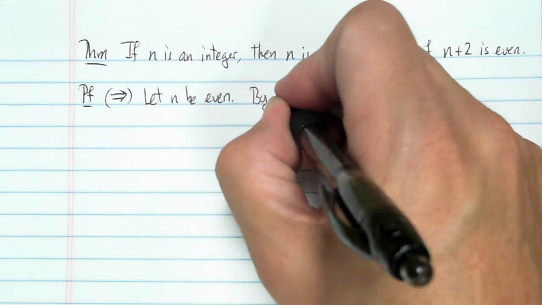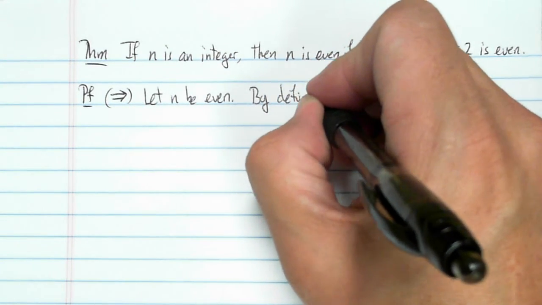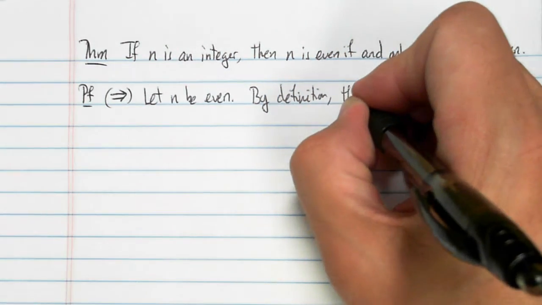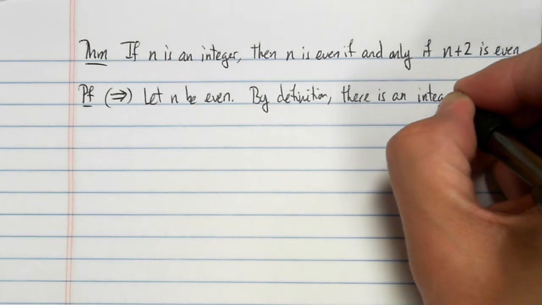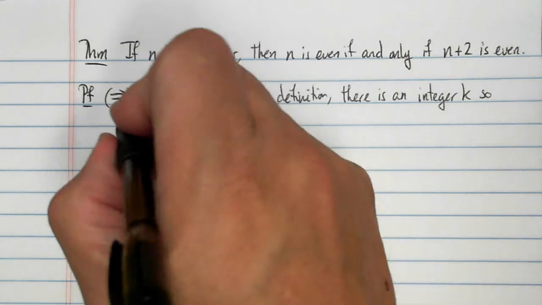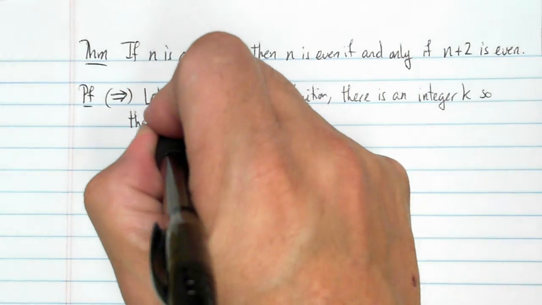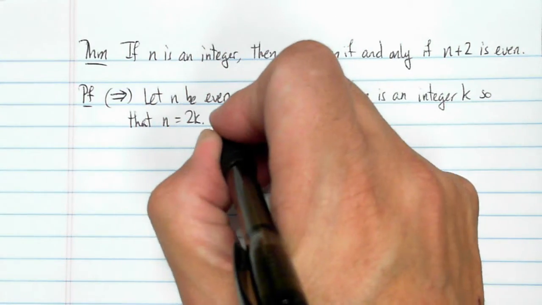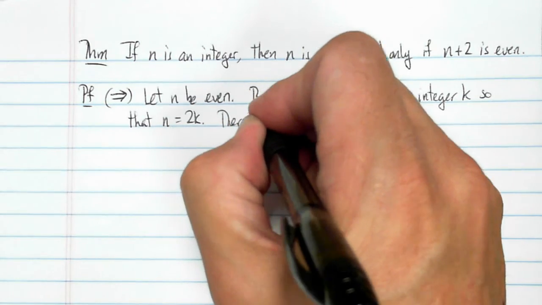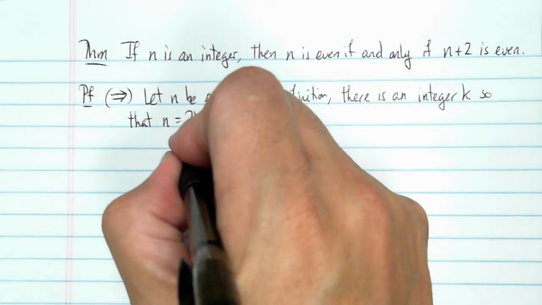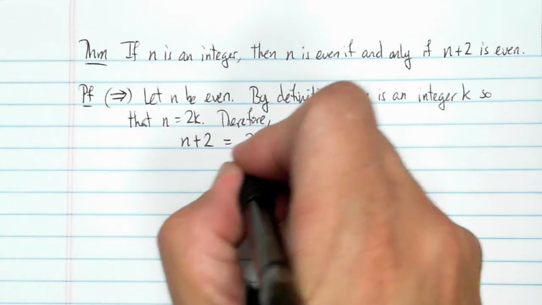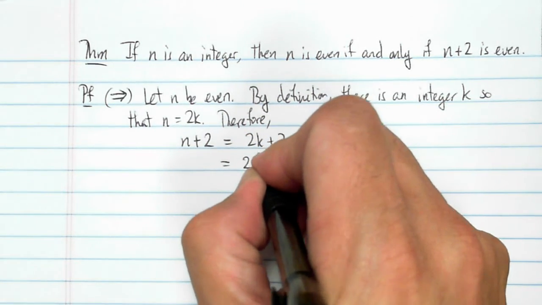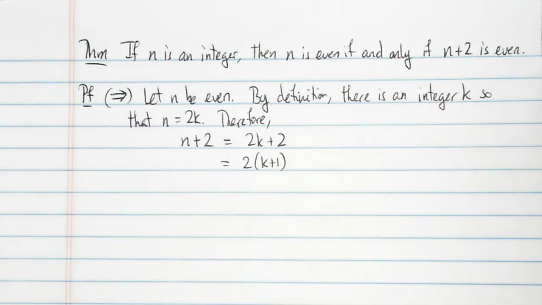So by definition, there is an integer k so that n is equal to 2 times k. Okay, that's all well and good, but what I really care about is n plus 2. So n plus 2 is equal to 2k plus 2, and I can factor the 2 out.